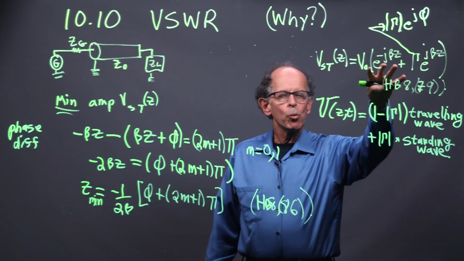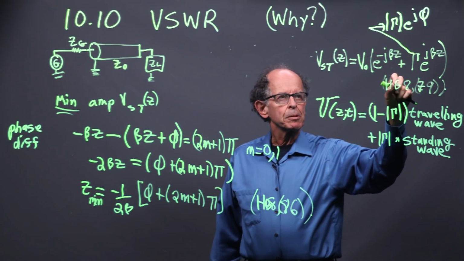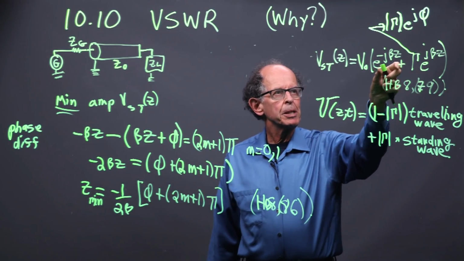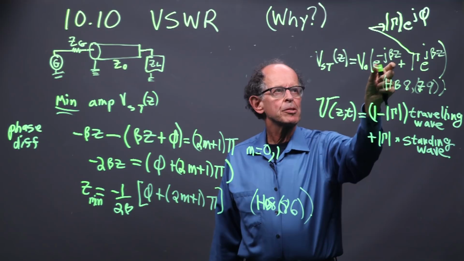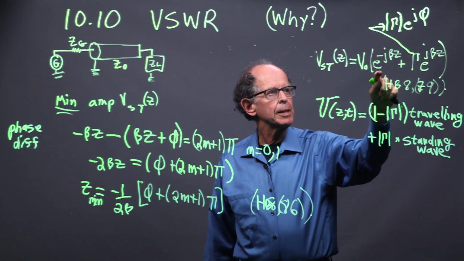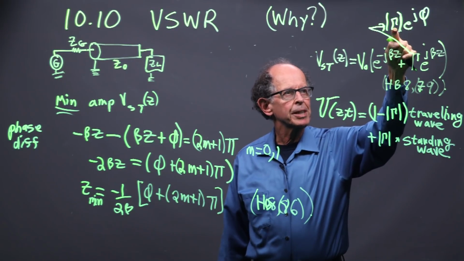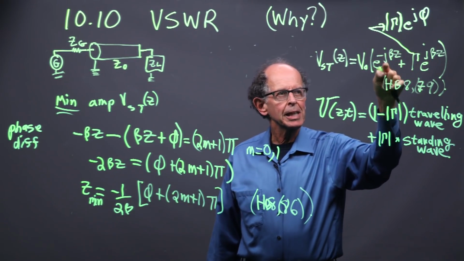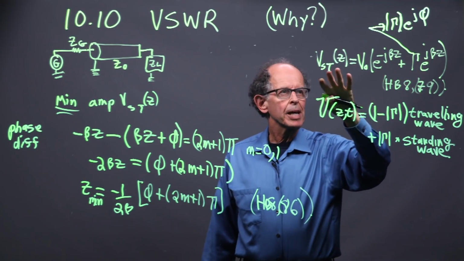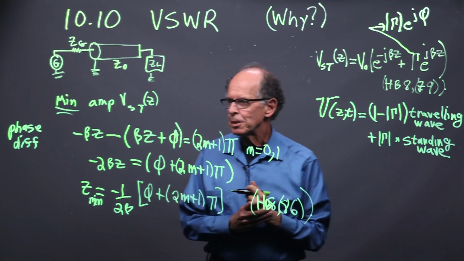So now what is that minimum amplitude? Well, the minimum amplitude is going to be where this wave, these e to the j beta z's plus or minus, have amplitude of 1. This has amplitude of gamma. This guy is going to cancel this guy, so you have a minus sign here. So that's going to be the minimum amplitude.